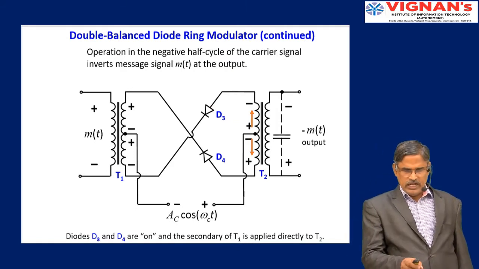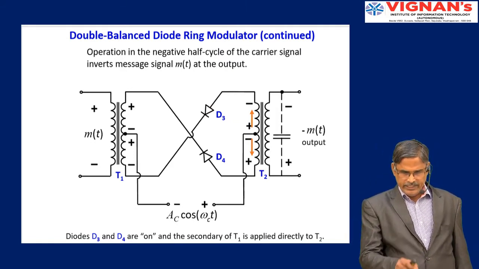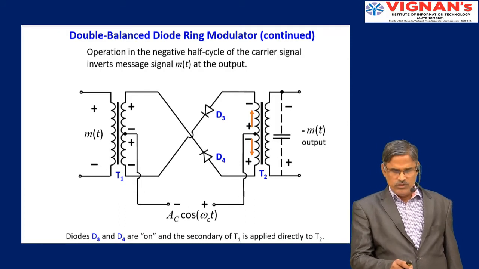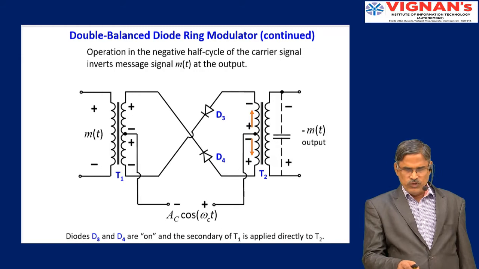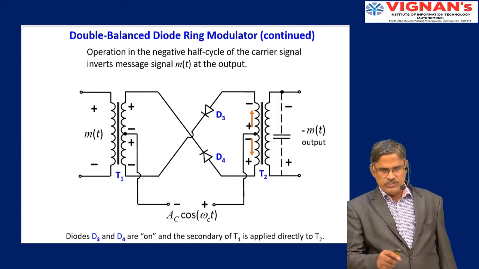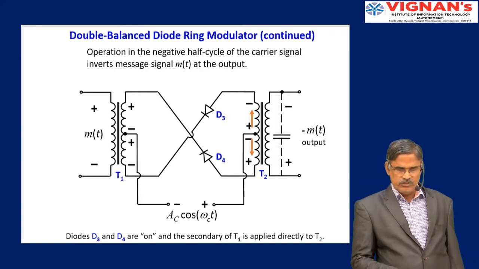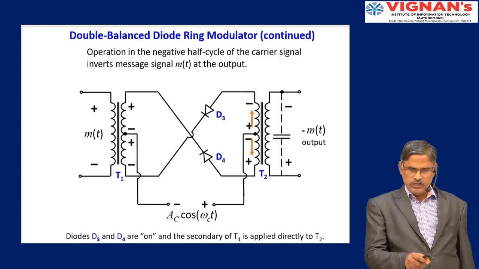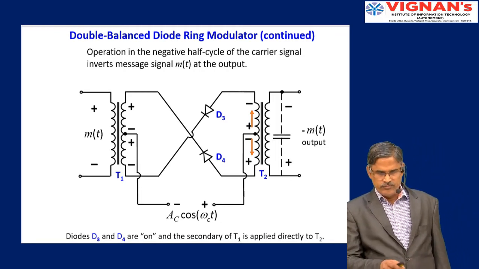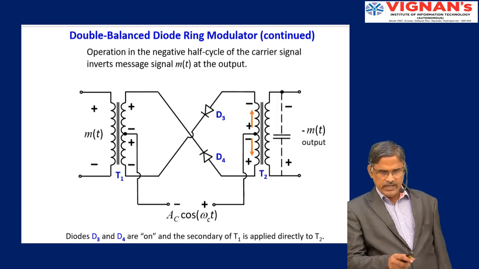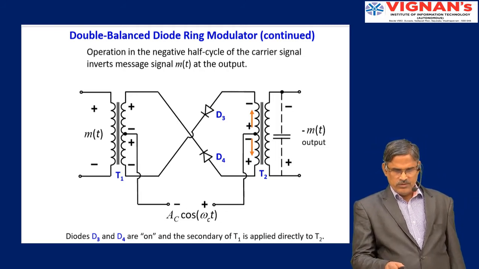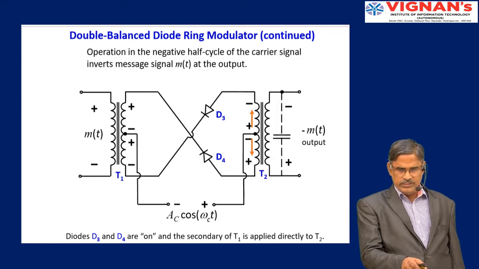So when A_c cos omega_c t is in the negative half cycle, or it is a negative square pulse, the diodes D4 and D3 are switched on, because a negative supply is applied to their cathodes, which forward biases them. So they are switched on. Now the current is flowing because the negative supply is there.